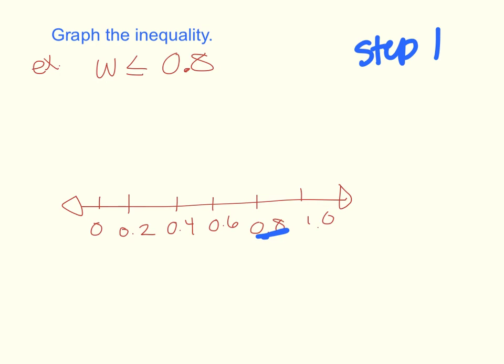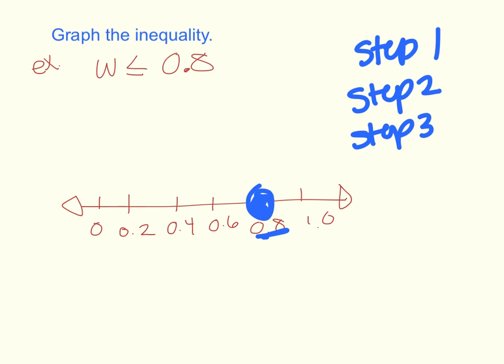Step 2. You're going to decide, is your circle filled in or empty? Because it is equal to, it's going to be filled in. Fill in my circle. Step 3. Which way does my arrow go? W is less than 0.8, so we're going to do all the numbers to the left. And that's all.